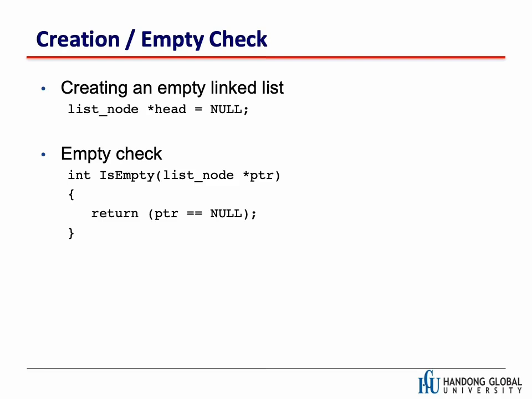Okay, and then next one, empty check. The isEmpty function can be implemented simply. We return, we just check if PTR is null. If PTR is null, then we will return true. If PTR is not null, then we will return false.